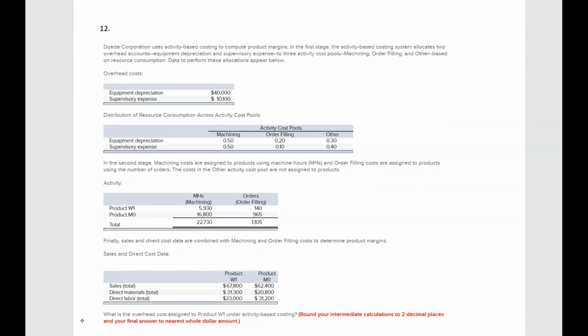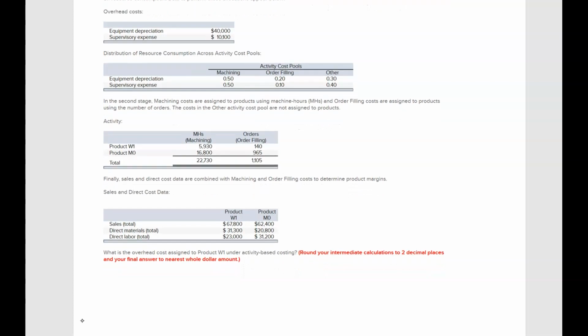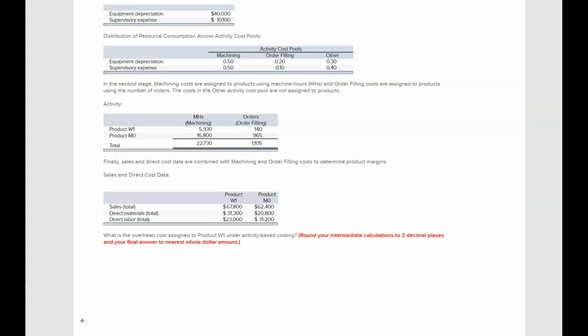Okay, our number 12, we're looking at the overhead cost again. So this is another one similar. I'm going to move this up so we can have enough room to work on the problem. Same thing here. I'm going to take the 40,000 and the 10,100. I'm going to multiply it by the machining, and then multiply it by the order filling, same as we just did in the previous problem.